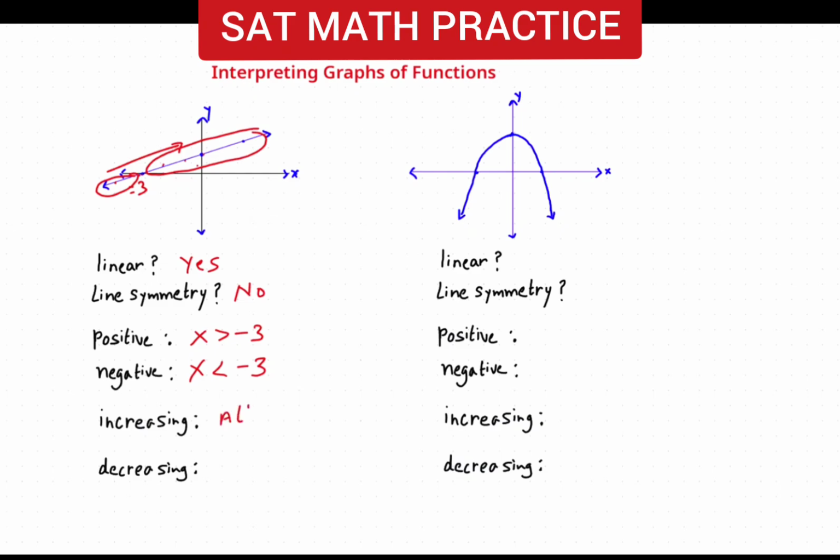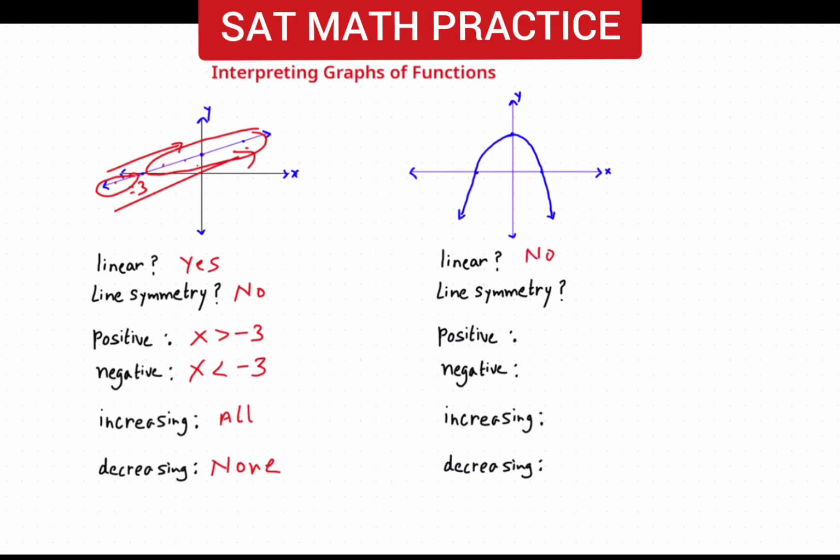Is it decreasing? No, as all points are going up. So none of the points are decreasing. Now let's see another graph. Whether it is linear or not. No, it's not linear. It's not a straight line, it's a curvy graph and it's a parabola.